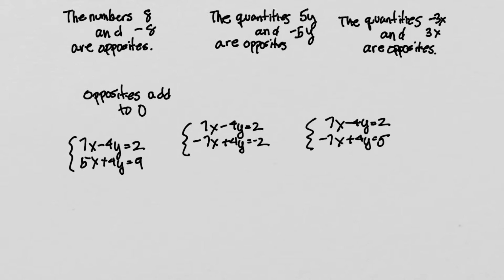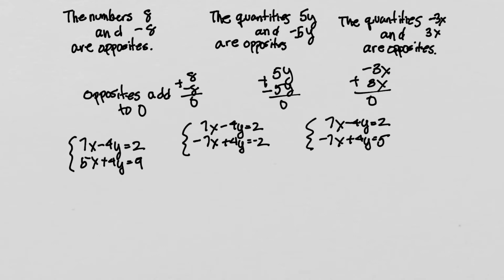Then we can come down to this right here. Here's an important feature. This is what we're going to be using: the fact that opposites add to 0. So we can write that 8 plus the opposite of 8 is 0. And in the middle we could write 5y plus the opposite of 5y. That's 0. And at the right here we can say -3x plus its opposite, 3x, is equal to 0.